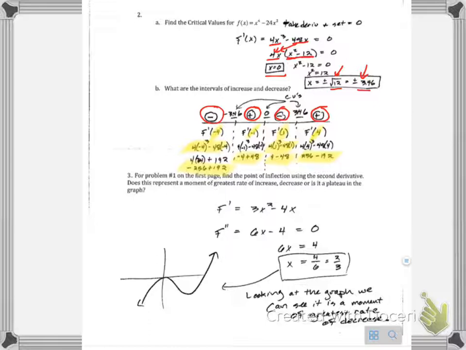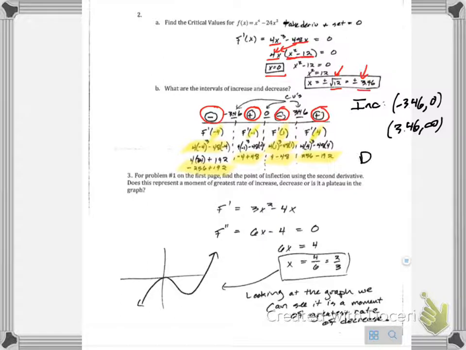And that somehow did not make my key when I put that out to you guys. So hopefully take a look at that. The intervals of increase specifically are from, let's see, negative 3.46, if I use the decimal, to 0, and also from 3.46 to infinity. Make sure you have that.